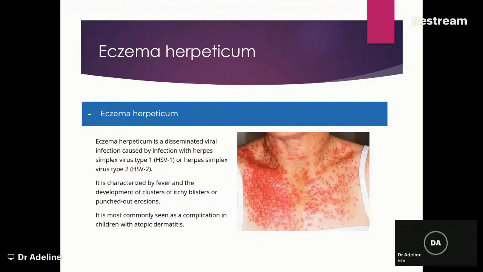This is a case of eczema herpeticum, which is most likely a disseminated viral infection, and this is caused by herpes simplex virus type 1 or type 2. This is characterized by fever and development of clusters of itchy blisters or punched out erosions. So in this case, these are seen as clusters, whereas in the previous cases they are more widely distributed. This is most commonly seen as a complication in children with atopic dermatitis.